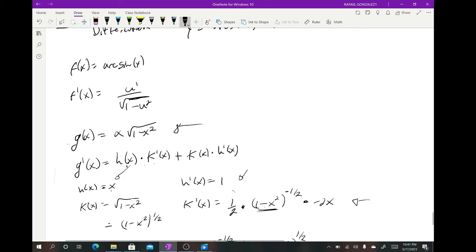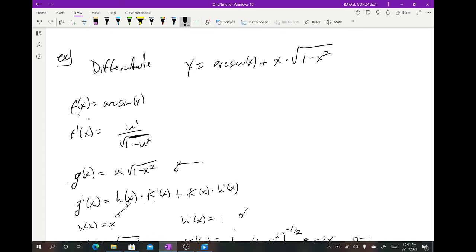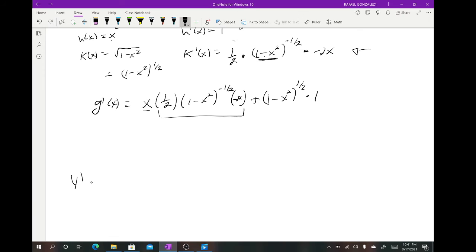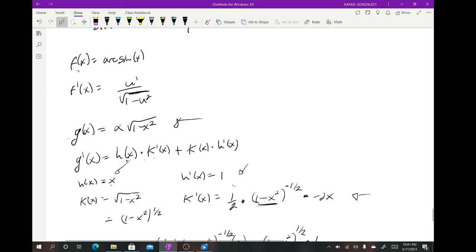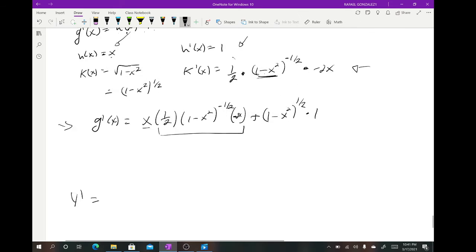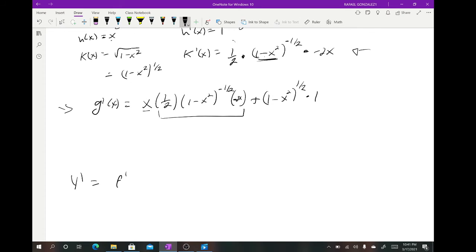All right, so now I can put everything together, because now I have that y prime is equal to this plus this. So it's equal to f prime of x plus g prime of x.